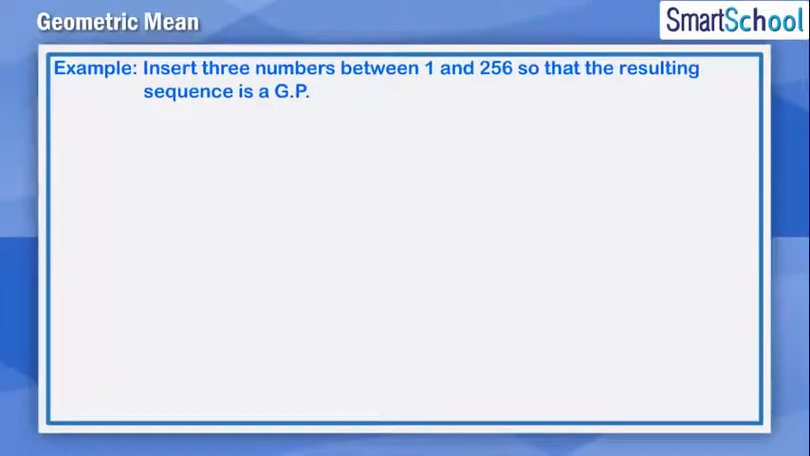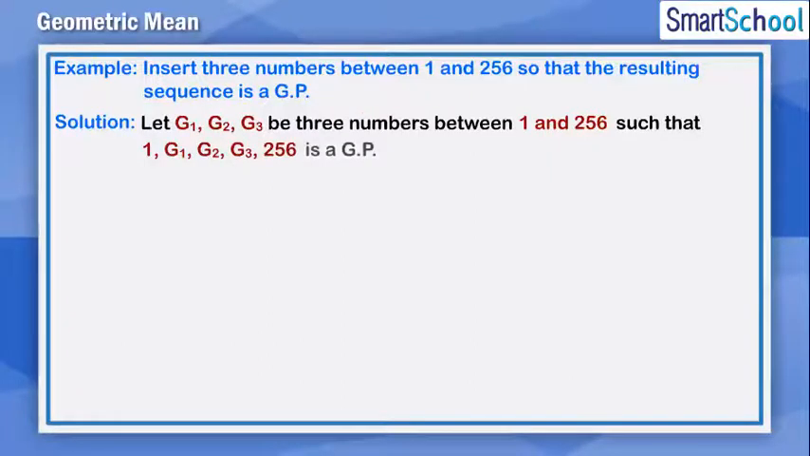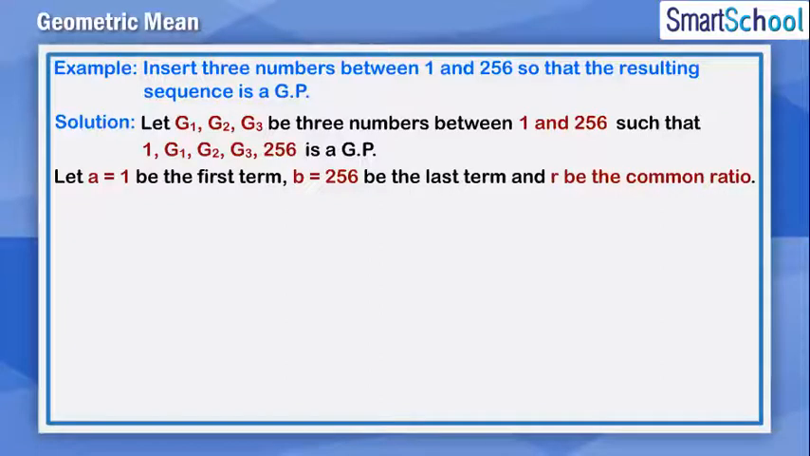Let us do an example. Insert three numbers between 1 and 256 so that the resulting sequence is a GP. Let us try to solve this. Let G1, G2, G3 be three numbers between 1 and 256 such that 1, G1, G2, G3, 256 is a GP. Let a is equal to 1 be the first term, b is equal to 256 be the last term, and r be the common ratio.